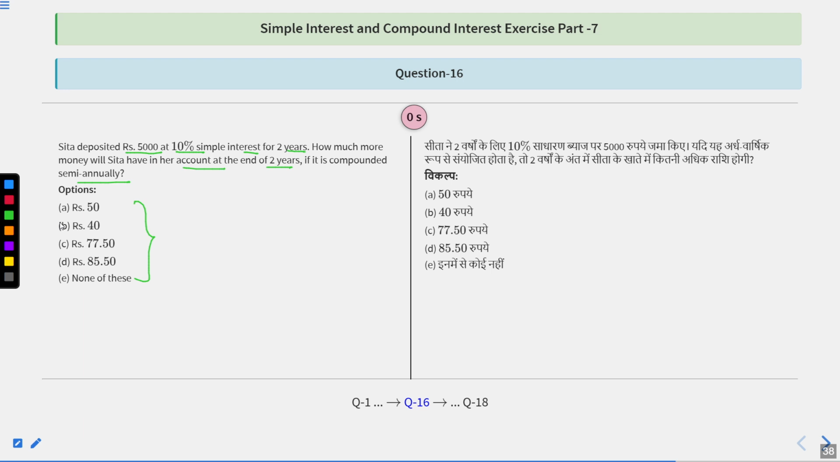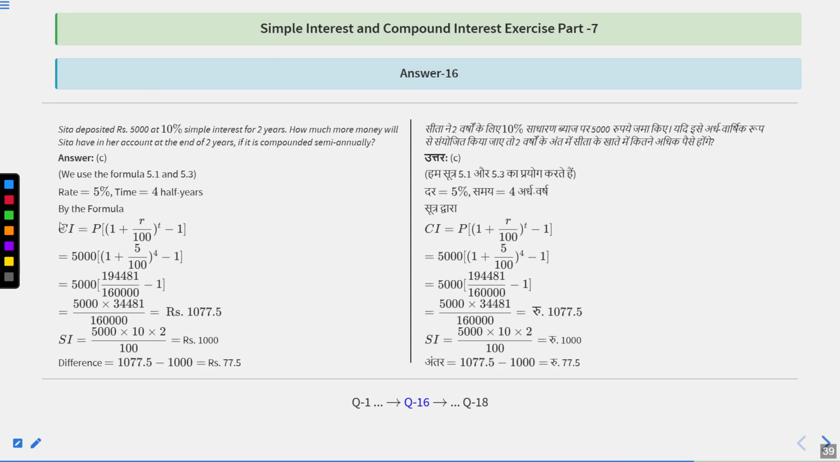Now time's up. Let's see the solution. The question says Sita deposited 5,000 rupees for 2 years. How much money will Sita have in her account at the end of 2 years if it is compounded semi-annually? So we need to calculate the compound interest semi-annually.